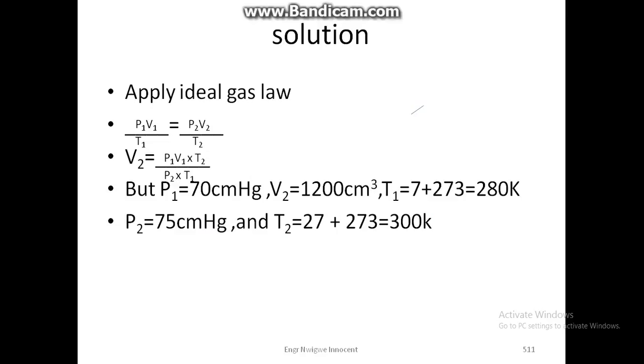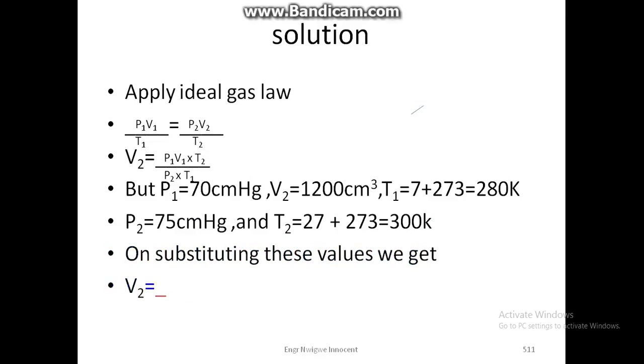On substituting these values, we get V2 equals 70 times 1,200 times 300 all over 75 times 280, which is equal to 1,200 cm cubed.